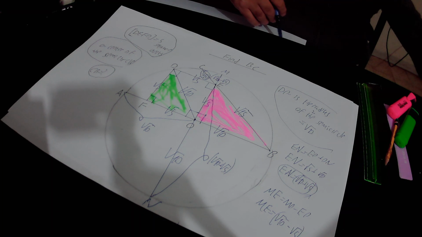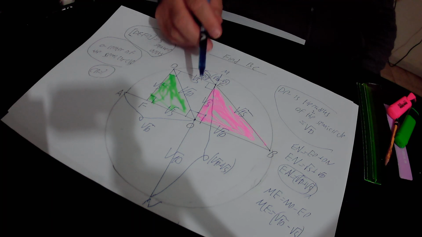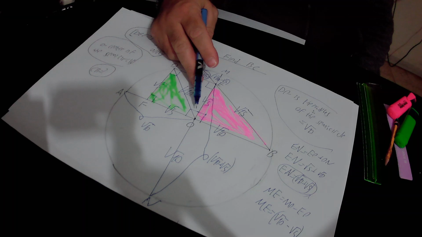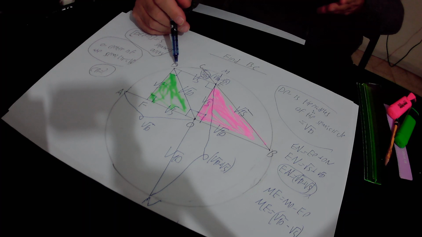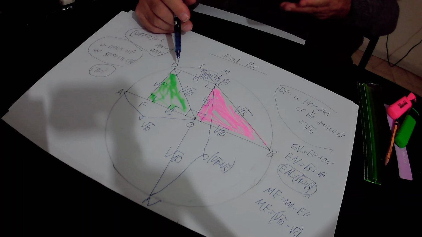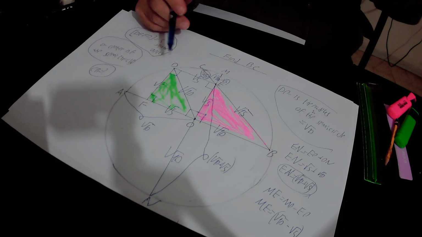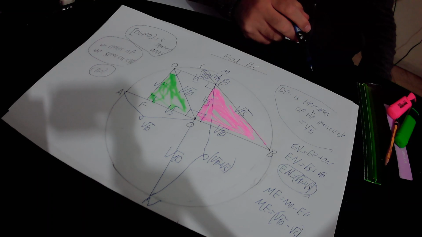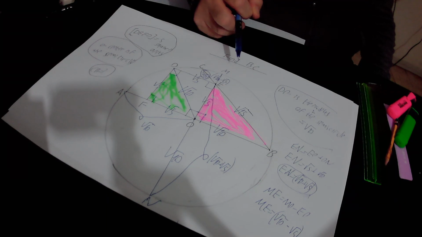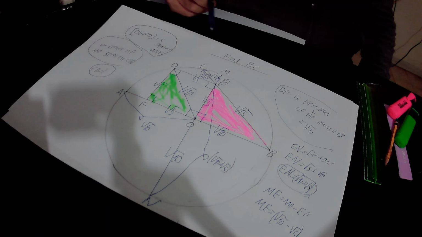But here, because point O is the center of the semicircle, and point D is the point on the semicircle itself, this is exactly the definition of a radius. That is to say, DO, which is equal to the square root of 10 units, is the radius of the semicircle. So we know that the radius of the semicircle is equal to the square root of 10 units in length.